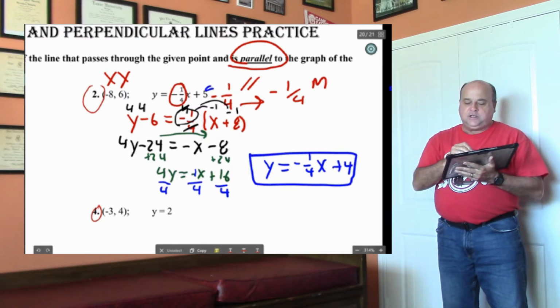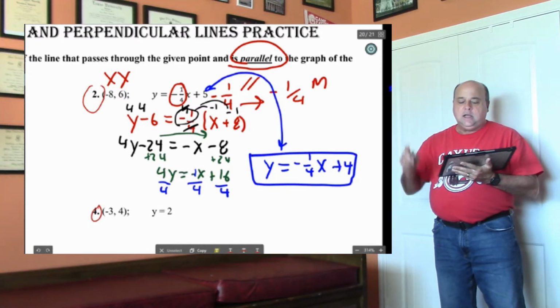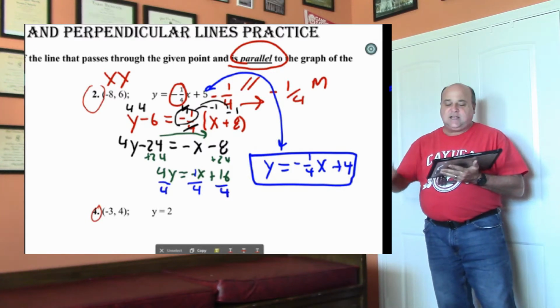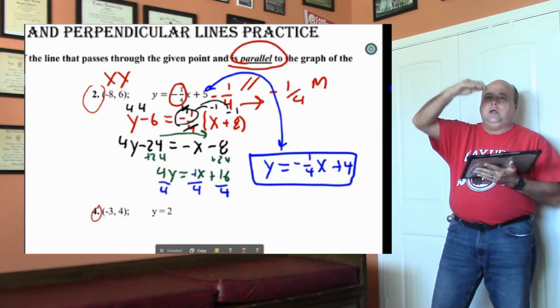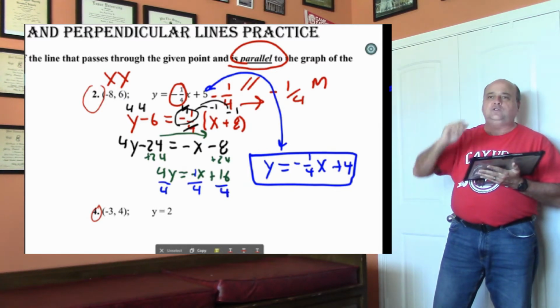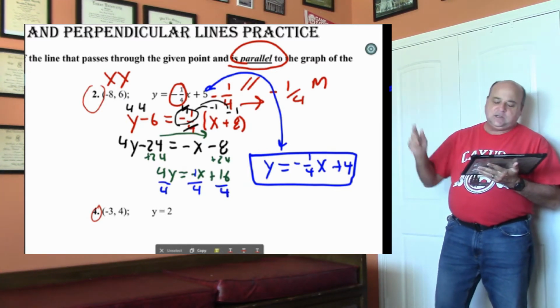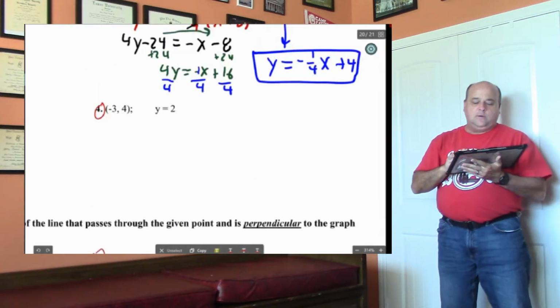Notice my old equation is right here. Okay, so the -1/4x is the same, but the y-intercept went from 5 to 4, didn't it? So I have two parallel lines. One goes through 5 and one goes through 4 on the y-axis. Let's go to number 4.